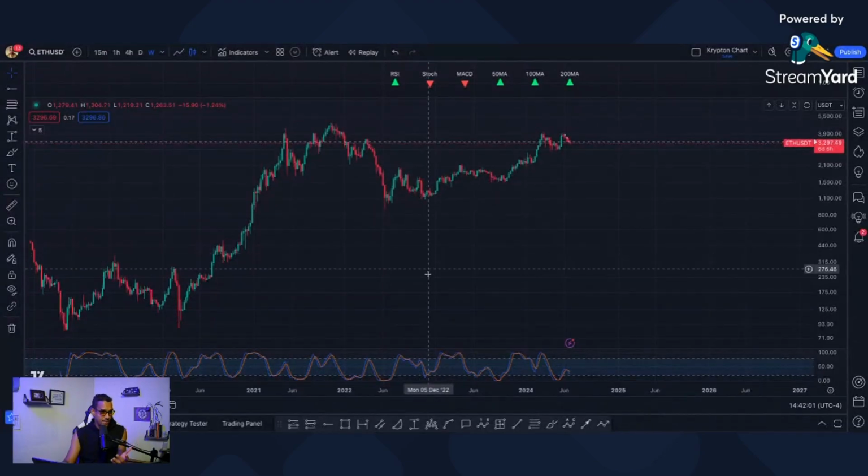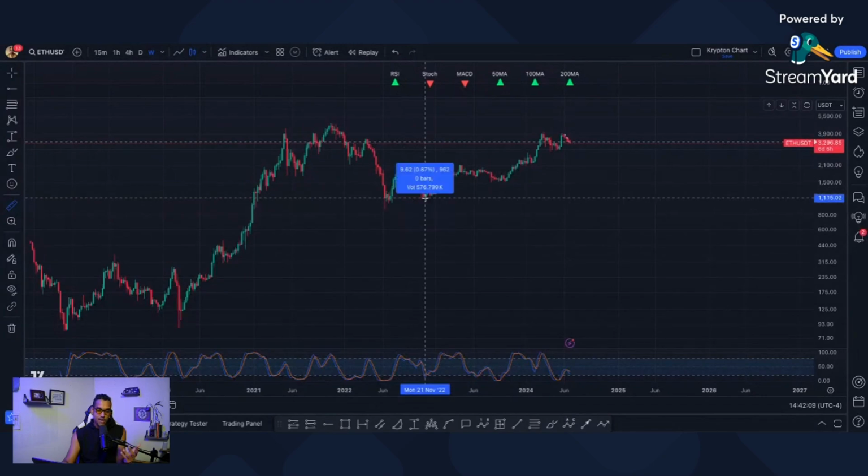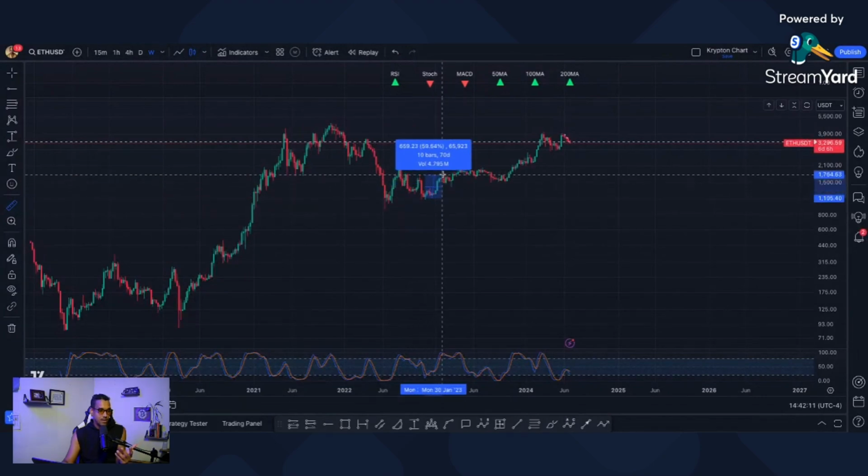This one right here, let's see. We cross below. Okay, let's grab our measuring tool. Here we go. And then you just sit down. You buy the coin, you sit back, and then you wait. Here we go. We're crossing above right here. This would have been a 66% trade.